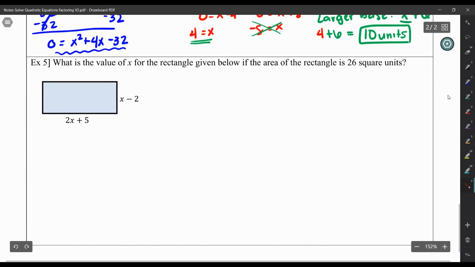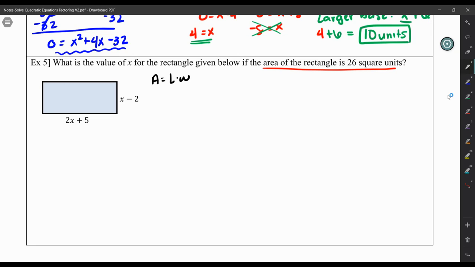Number 5 is very similar. What is the value of x for the rectangle below if the area is 26 square units? So again, I give you area. Now the area of a rectangle is length times width. That's the area of your rectangle. It doesn't matter which one you call length and width, just make sure one's length and one's width. So pause the video, try to find your quadratic that you're going to be solving first. We'll do this in pieces. So pause the video, plug in what you know, and get it simplified, and then unpause.